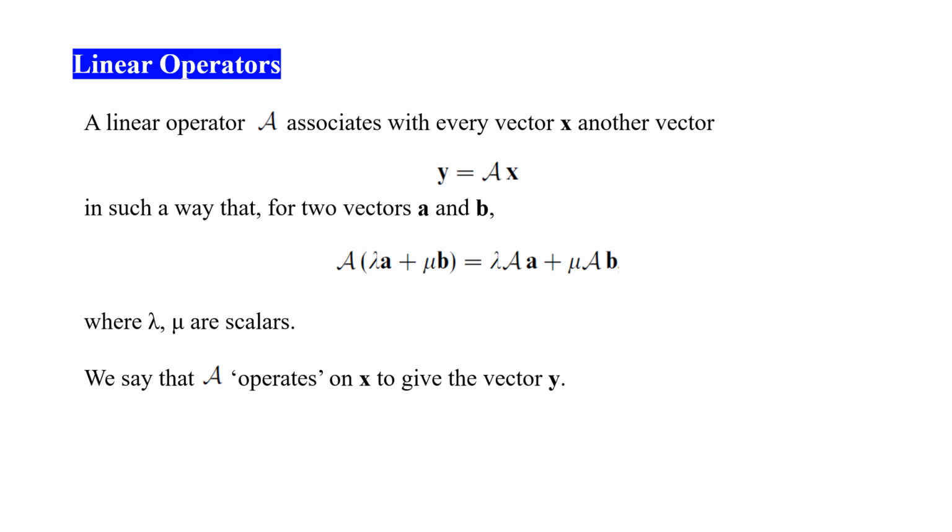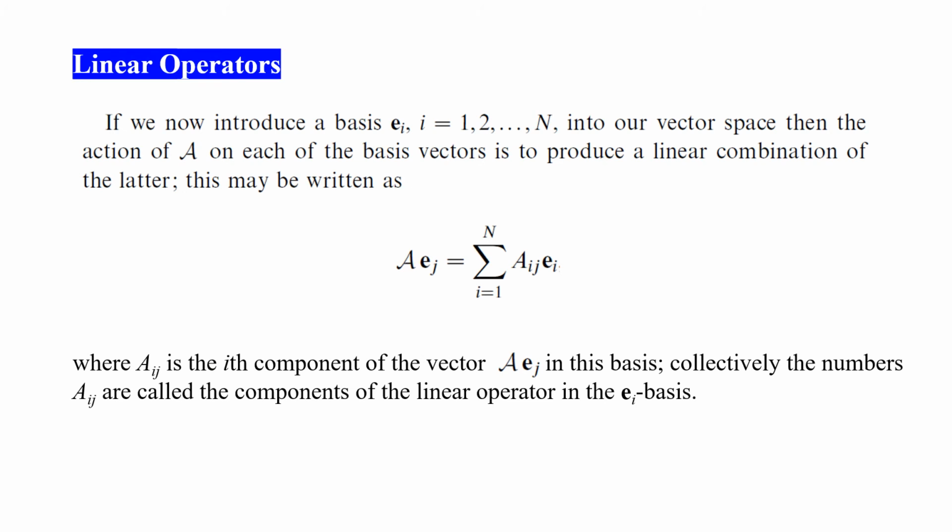Now let's discuss linear operators. A linear operator A associates with every vector x another vector y, such that y is equal to the linear operator A acting on x, in such a way that for two vectors a and b, you have A acting on lambda a plus mu b equal to lambda A a plus mu A b, where lambda and mu are scalars. And we say that A operates on x to give the vector y.